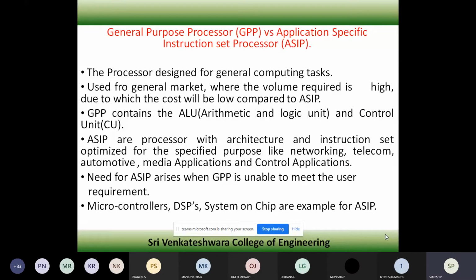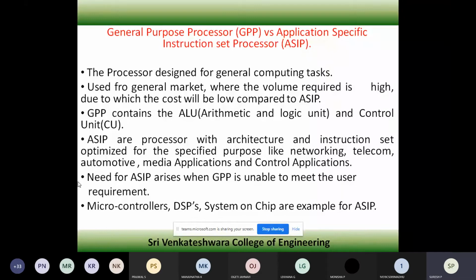So next, the need for the application-specific instruction processor arises. When the general purpose processor is unable to meet the user requirement, or is not able to meet the requirements of the specified purpose, the need for the application specific instruction processor came into existence. After that came microcontrollers, DSPs, that is digital signal processors, and system on chip. These are some of the examples of application specific instruction processor.